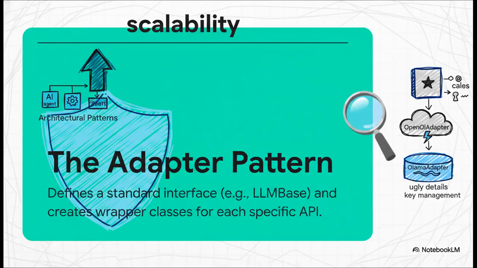So the solution is abstraction. We start by defining an abstract base class, let's call it LLM base, and give it a standard method, like .chat. Then we create concrete adapter classes, like OpenAI adapter and Ollama adapter. Each one of these inherits from LLM base and implements that .chat method, but inside it hides all the ugly provider-specific details. The different API calls, the parameter mapping, the key management, it's all hidden away.